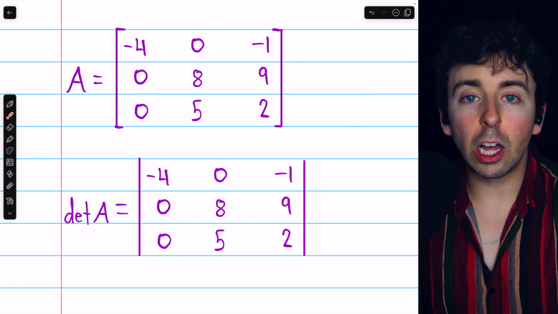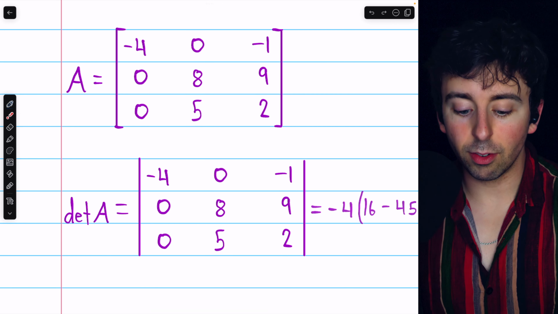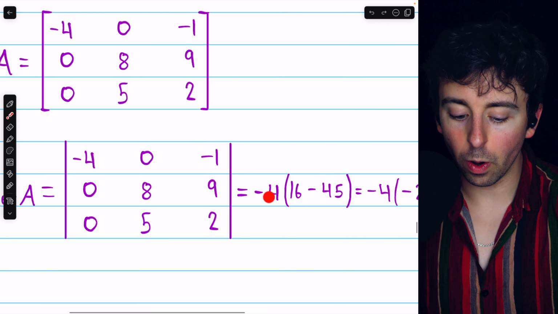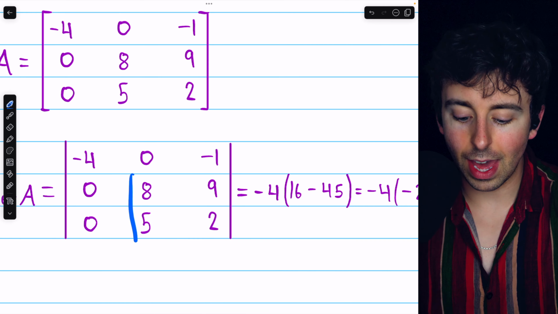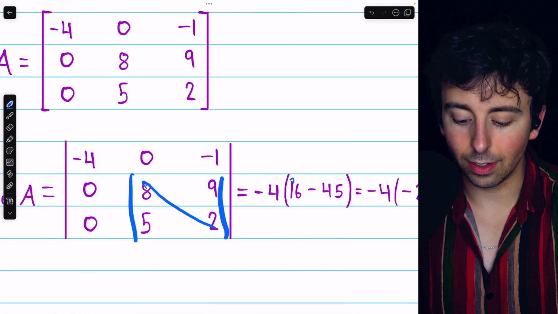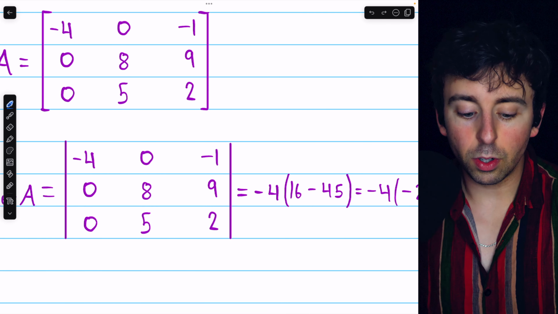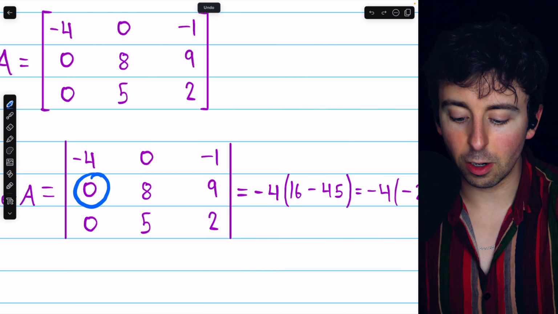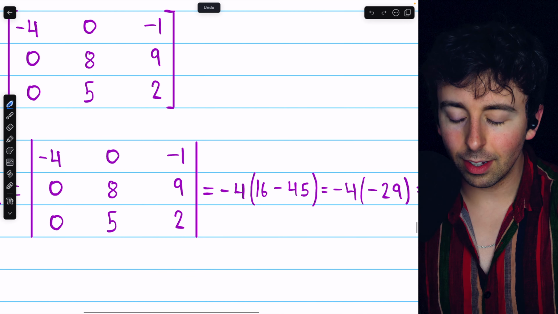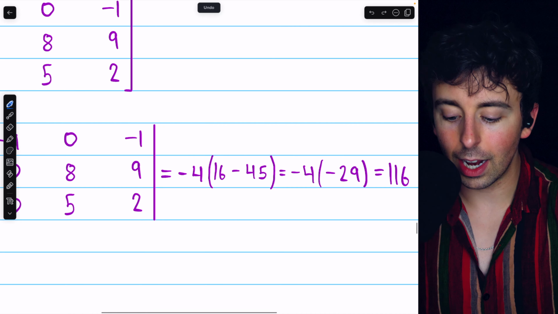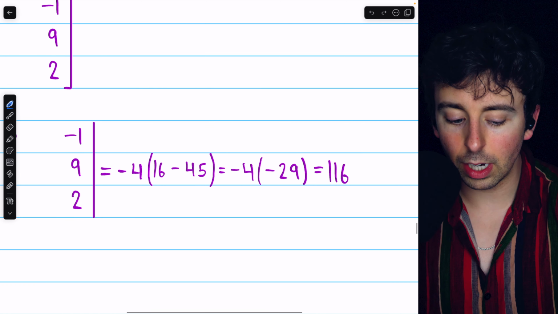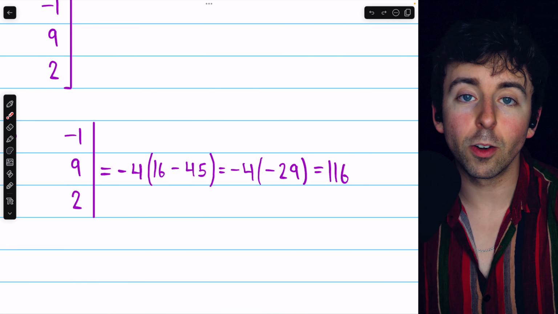In this case, since the first column has two zeros, this would probably be easiest to evaluate using a cofactor expansion along that first column. Hence, we would have that first entry, -4, multiplied by the determinant of that submatrix. 8 times 2 is 16, minus 5 times 9, that's minus 45. The other two terms in the cofactor expansion would be 0, so this is the determinant. 16 minus 45 is -29, so the determinant is -4 times -29, or positive 116.